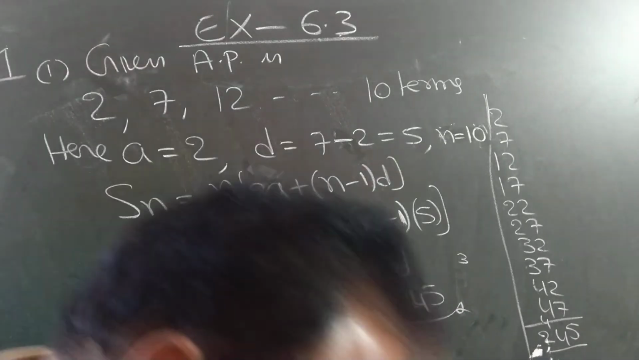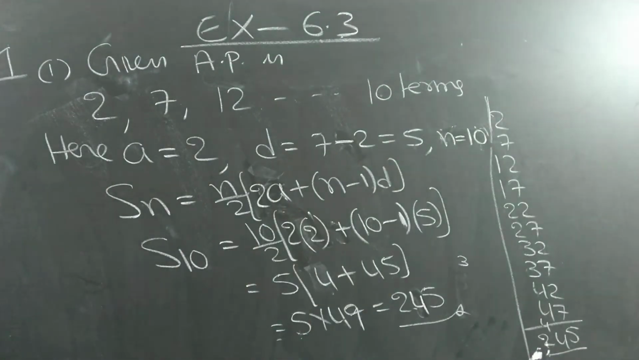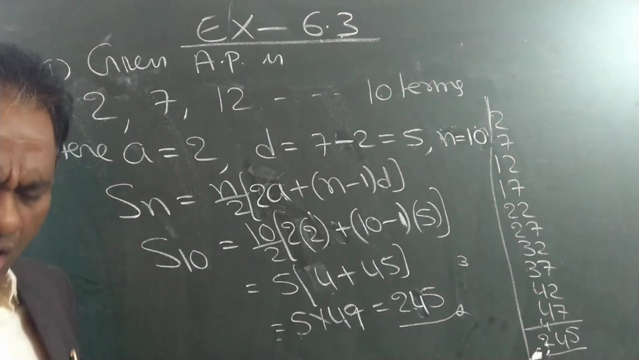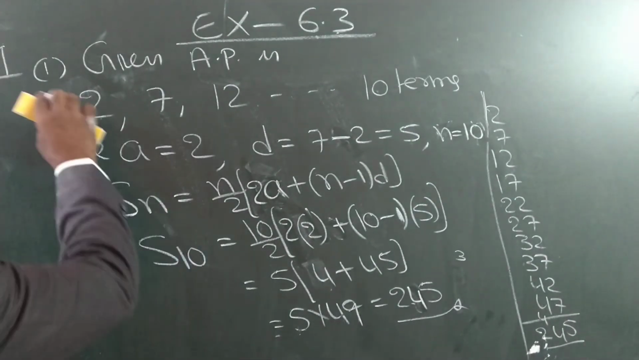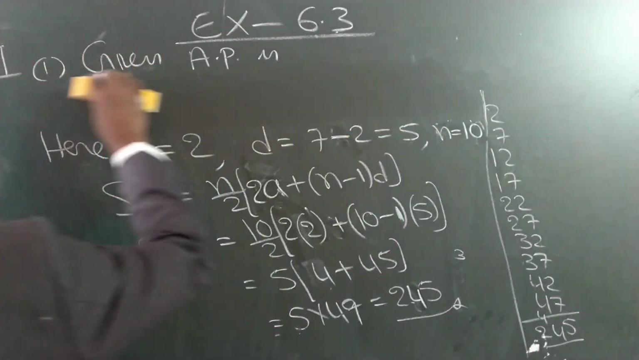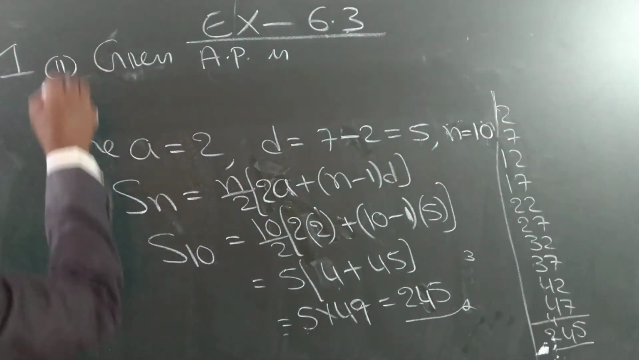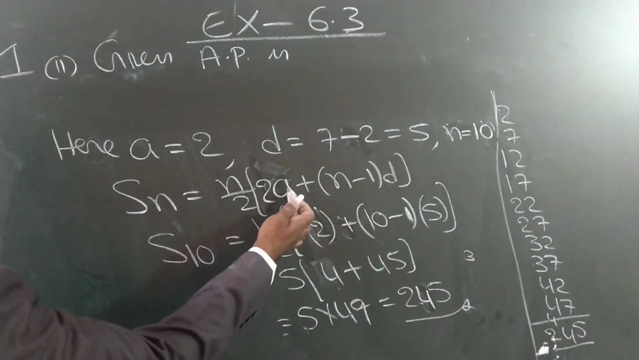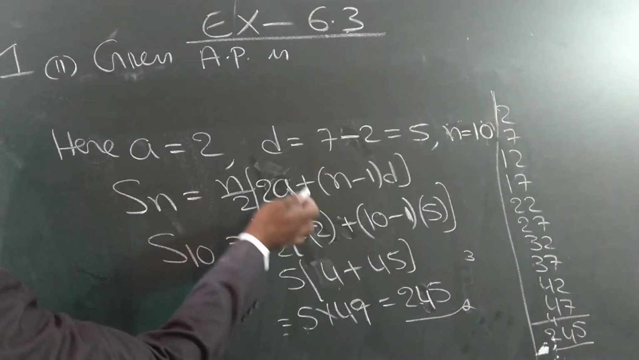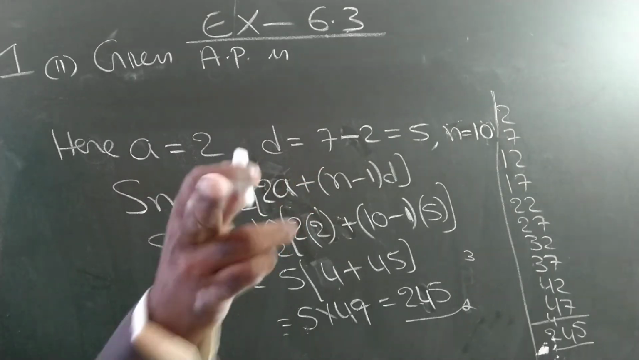So after getting this, you can do the remaining ones. Do the second problem and check the answer. Second, third, fourth, you can do all of them. This formula I wrote wrong. I wrote a, but the formula is 2a.